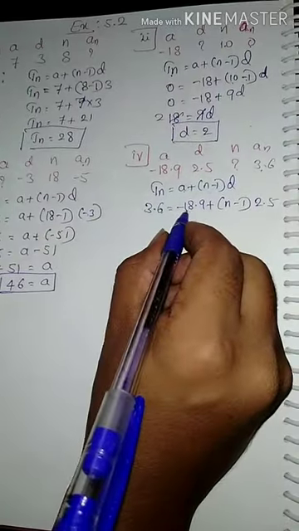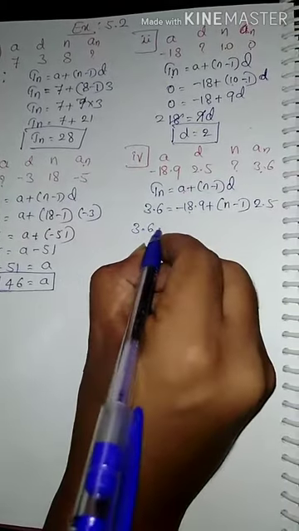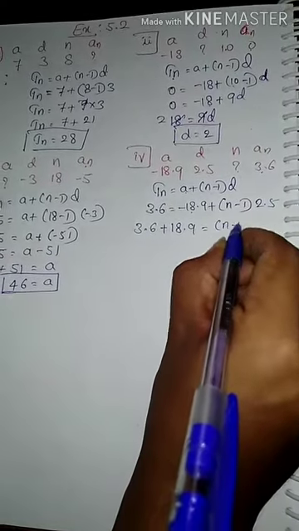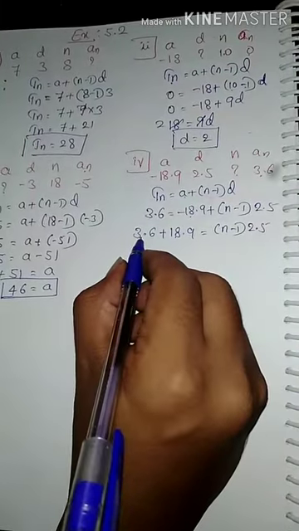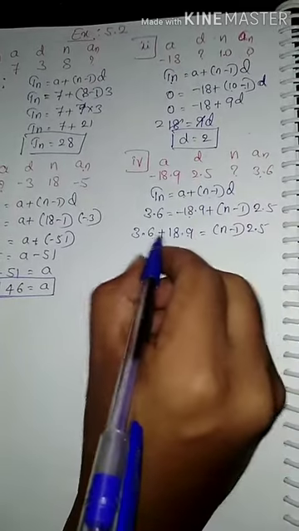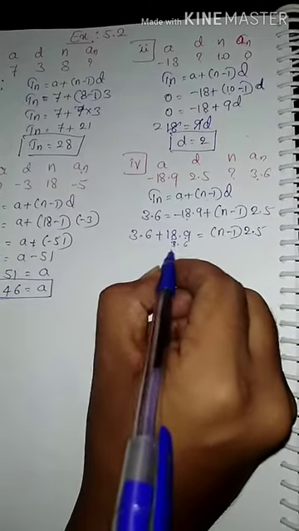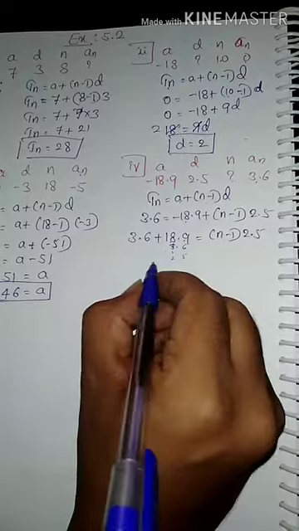So now this 18.9 moves to the left hand side and becomes plus 18.9. 3.6 plus 18.9 is equal to n minus 1 as it is, into 2.5 as it is. So here 18.9 plus 3.6: 9 plus 6 is 15, 8 plus 4 is 12, 1 plus 1 is 2. 22.5.